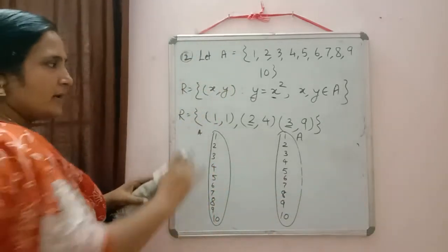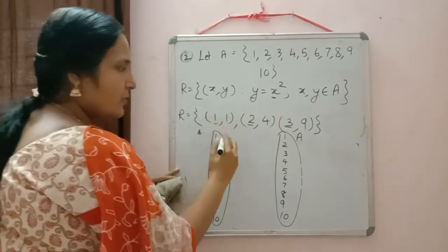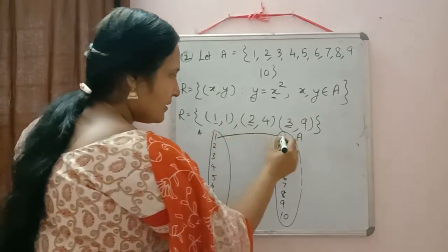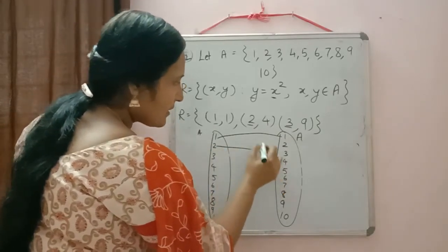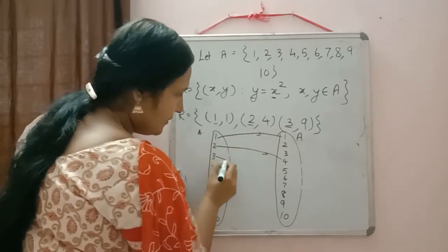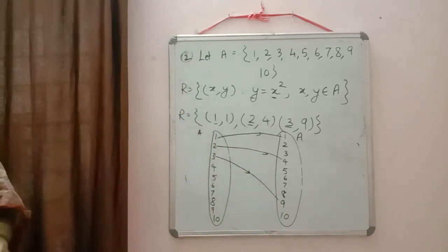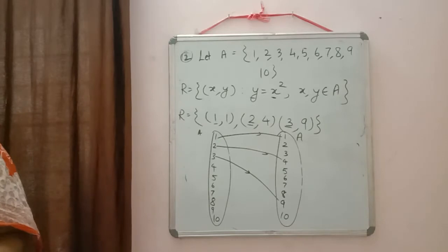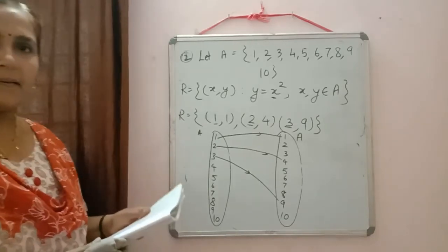Now draw the arrow diagram according to the relation. 1 is related to 1 only. 2 is related to 4. And 3 is related to 9. So in this way we will draw the arrow diagram. This is clear to you? Clear? Okay. So we will move to the next question.